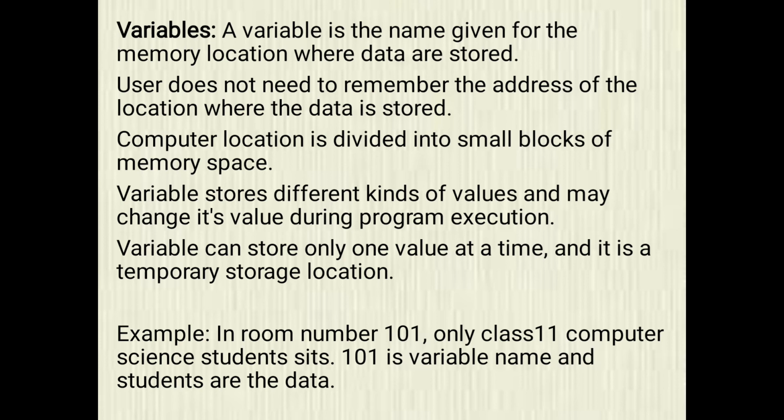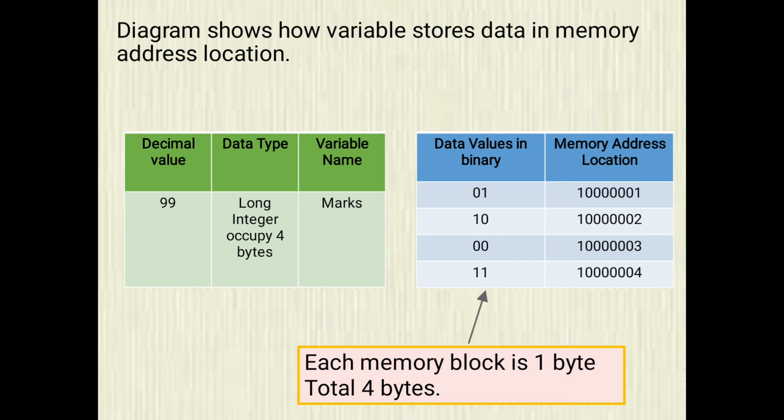So here the students are the data inside the room, and 101, the room number, can be the variable name. So every time he has to search for the class 11 computer science students, he remembers the room number, that is 101. The same way, programmers also find it easier to remember where the data is stored by the variable name. So here is a diagram that will show you how the variable stores data in a memory address location.